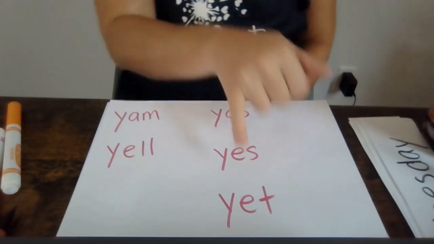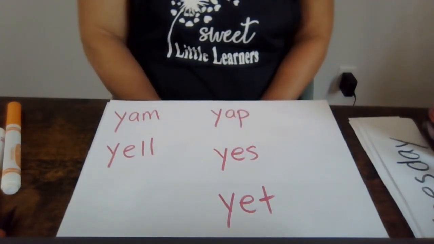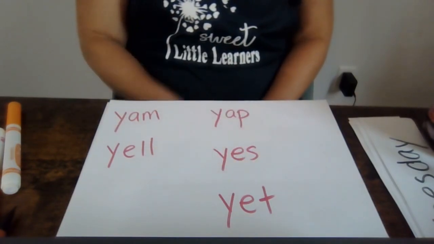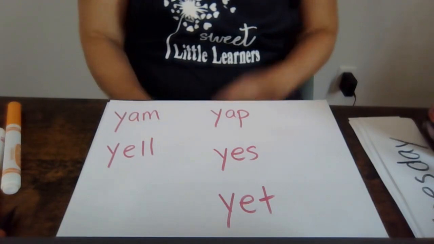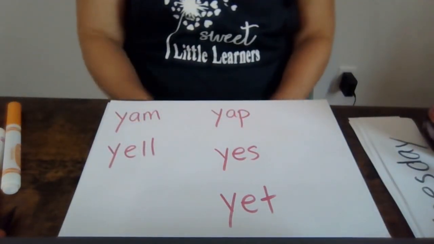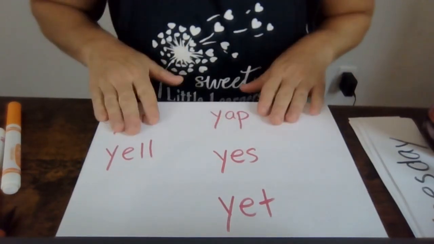Nice work. ET word family. Et. Put a Y in front of et. You get yet. Amazing. So you can take these, reproduce them, and put them on your word family wall, or just use them as flashcards because we know all those sounds.